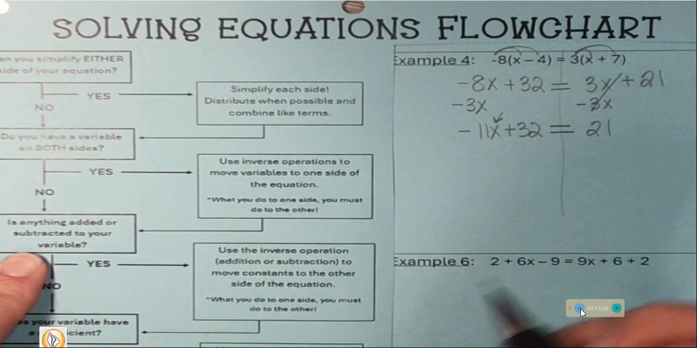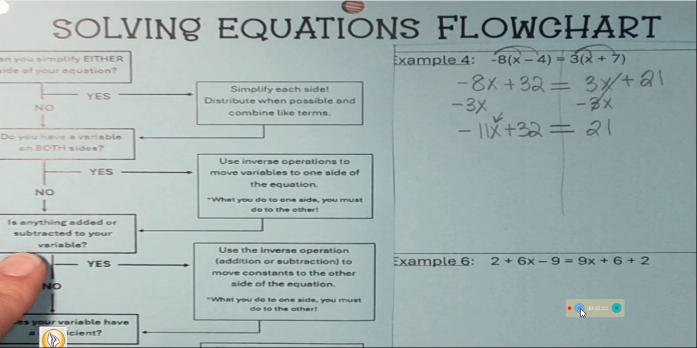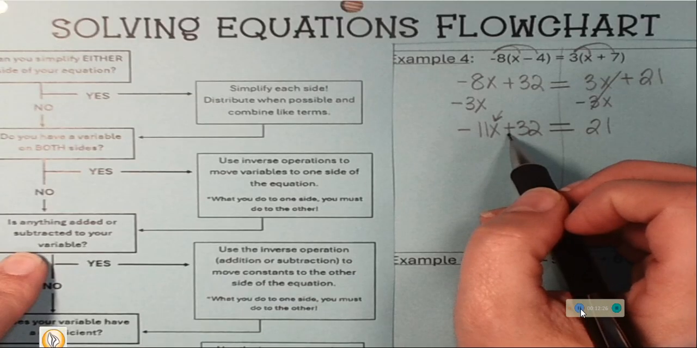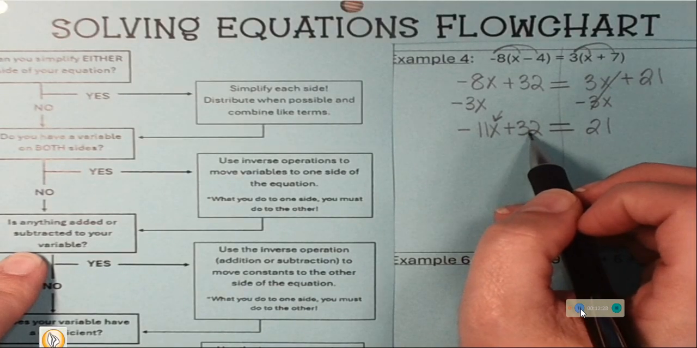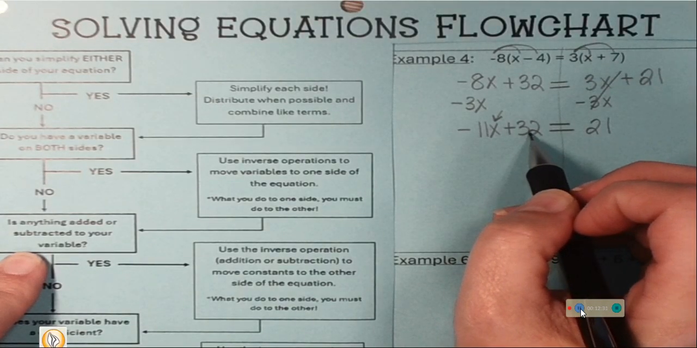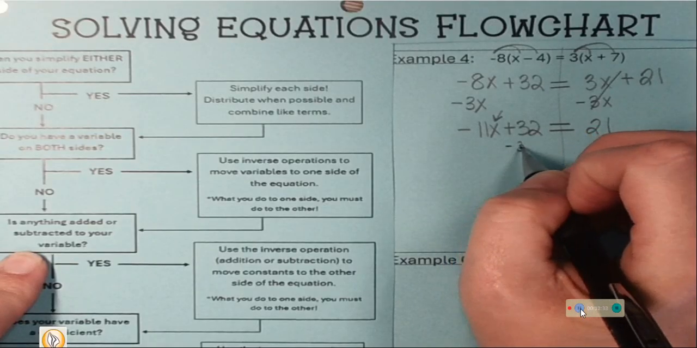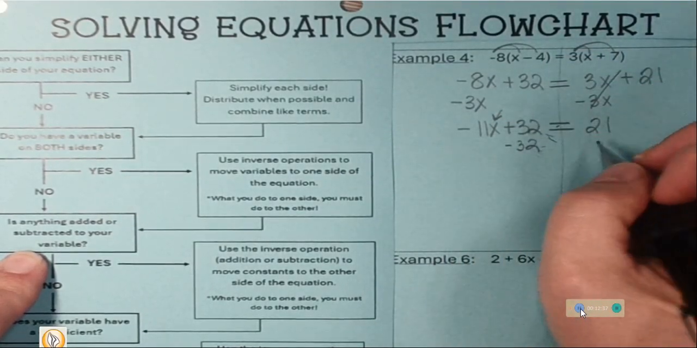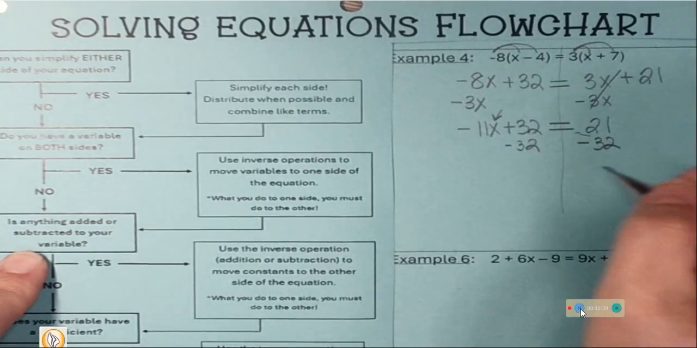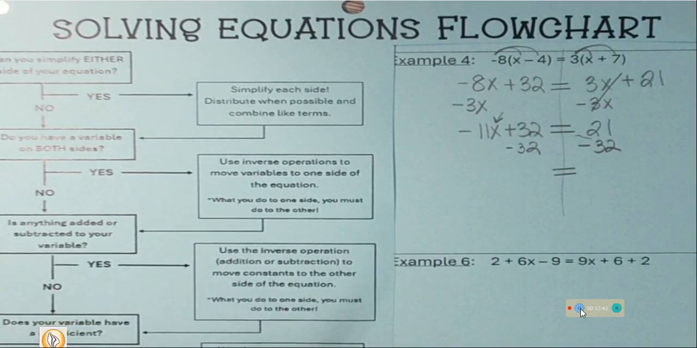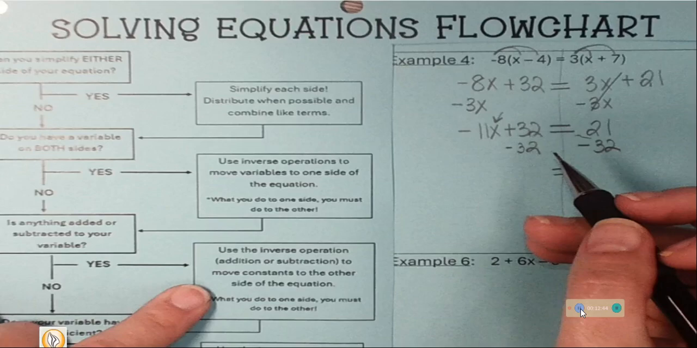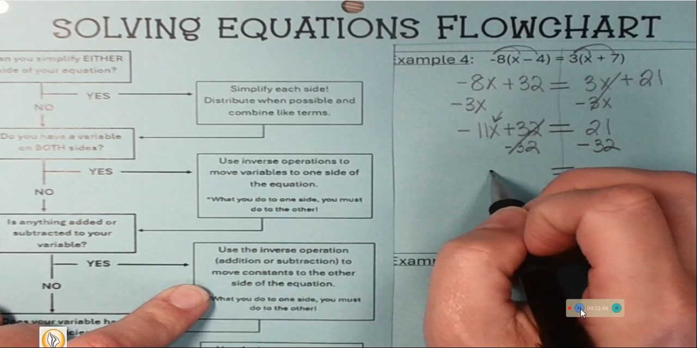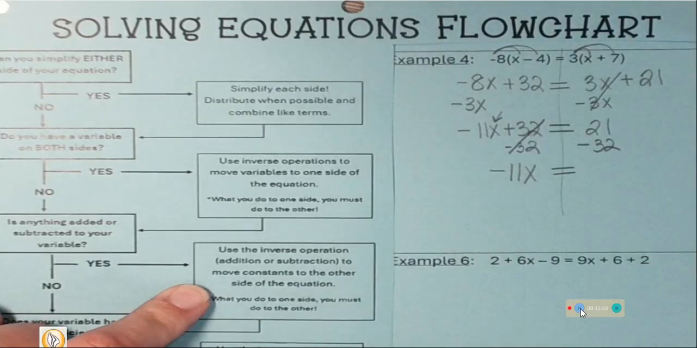Okay? So, next question. Here is your variable. That's the only variable you got. Is there anything added or subtracted to that variable? Yeah, you got a plus 32. What is the inverse of plus 32? Negative 32. Oh, geez, you got to write the right letter, or the right number. Can't even figure out what they are. All right, keep my equal sign in the middle. So, I use my inverse of subtraction. 32 minus 32 goes away. That leaves you with a negative 11x on the left.